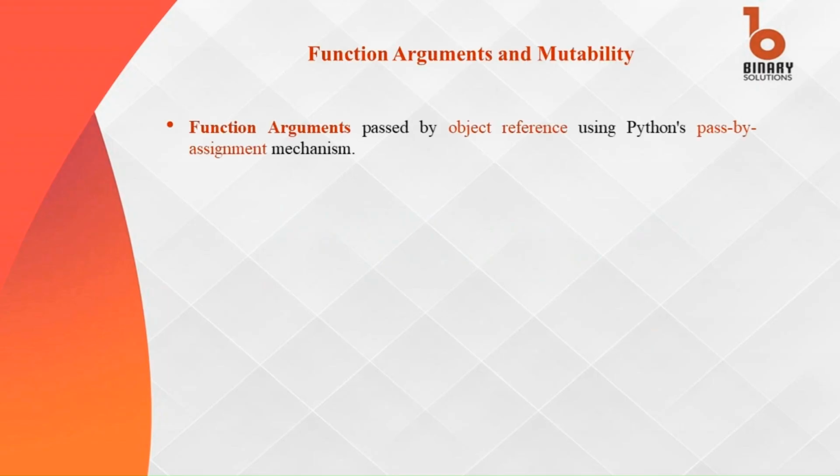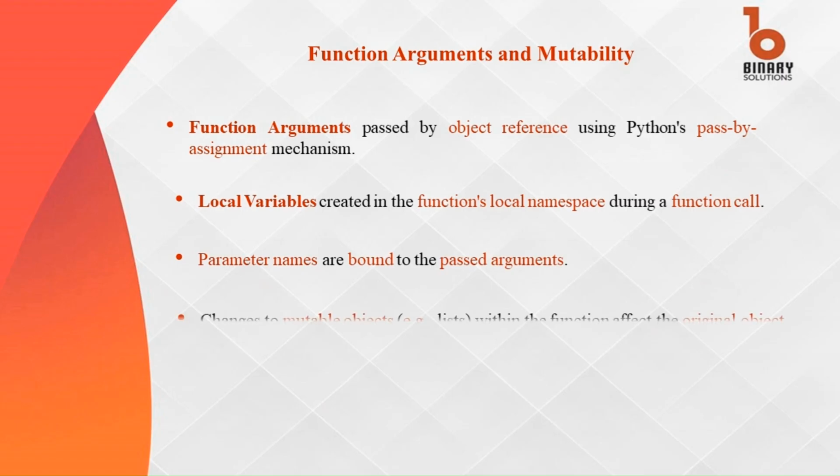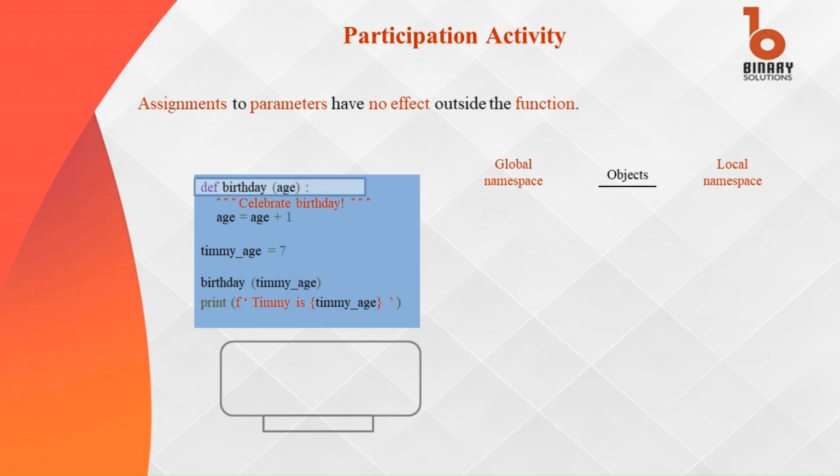Next, we explore the concept of function arguments. In Python, arguments are passed to functions using a pass-by-assignment mechanism, where they are passed by object reference. Local variables are created within the function's local scope during the function call, and parameter names are assigned to the arguments provided. If the function modifies a mutable object, like a list, those changes will directly impact the original object outside the function. This example demonstrates the concept that assignments to function parameters do not affect variables outside the function.